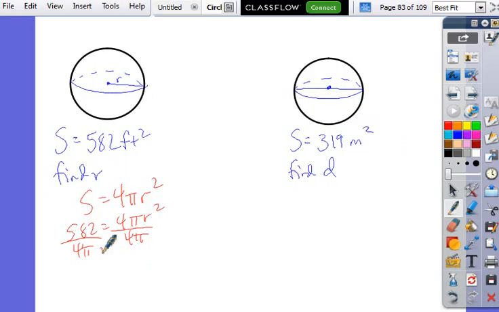All right, so you get 46.3, but that equals r squared, so then what do I have to do for the last step? I hope we're going to square root it. 6.8. Should be close to 7. 6.8.